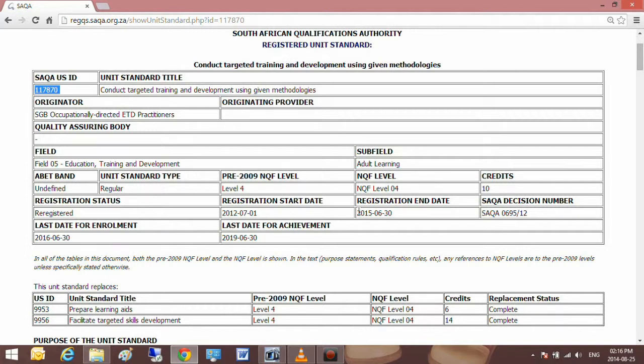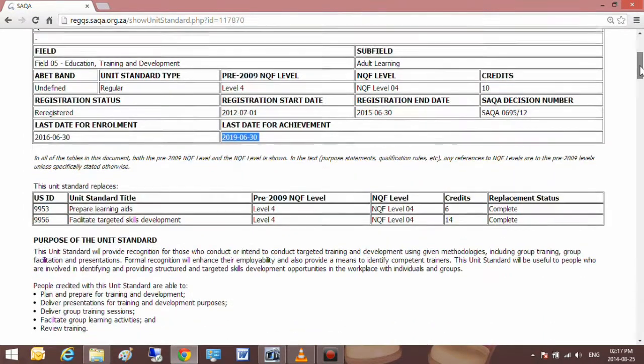Normally the unit standard number only changes if any serious changes were made to the unit standard. So if 117870 expires and they decide to keep it as is, the number will stay the same, only the dates will be extended by 3 years. If they make any serious changes to it, a totally new number will be issued.